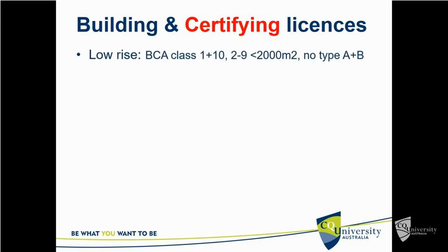So builder's license, low rise. Building Code of Australia, class 1 and 10 buildings. Up to, but not more than 2,000 square metres. But you can't do type A and Bs. And if you want to know what these are, then you need to go and look up the BCA. Actually, if you just type into the QBCC website, it's got all of the classifications there.